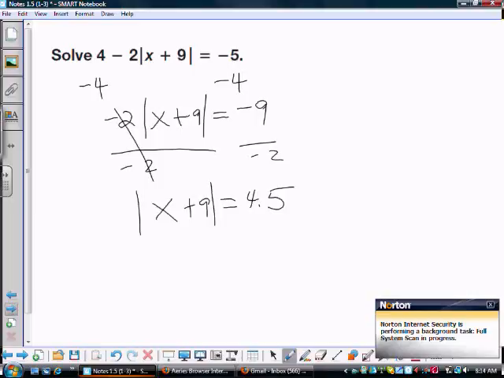All right. Now, if I had a negative number over here, I'd stop and say no solution. But I don't, I have a positive number. It's a fraction. I can still have a fraction answer. And now I solve two equations. What are the two equations I need to solve? x plus 9 equals 4.5. And what's the other one? x plus 9 equals negative 4.5.